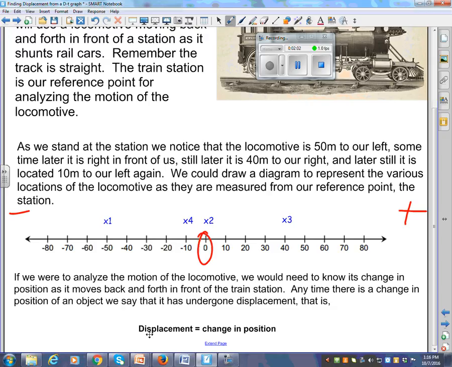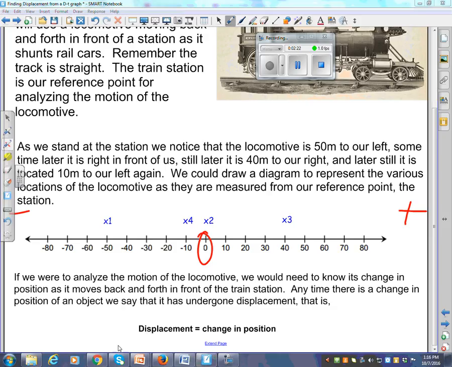I say displacement. Clever hands would have gotten it. Clever hands would have stopped stomping his foot. Displacement. Yeah?